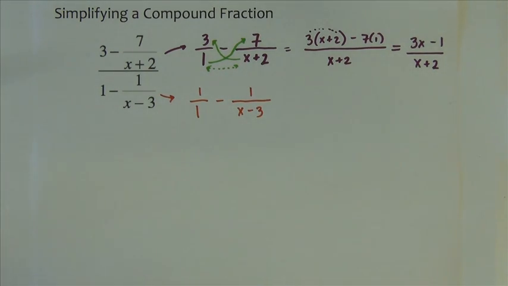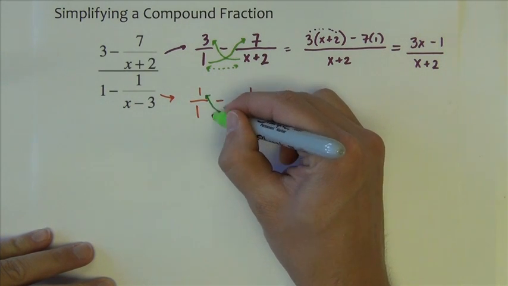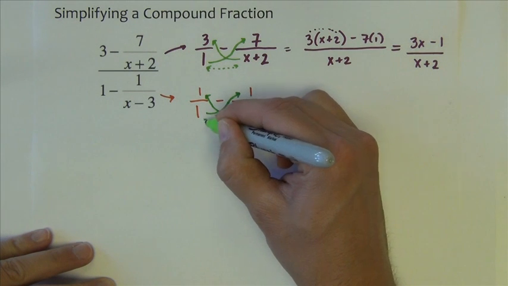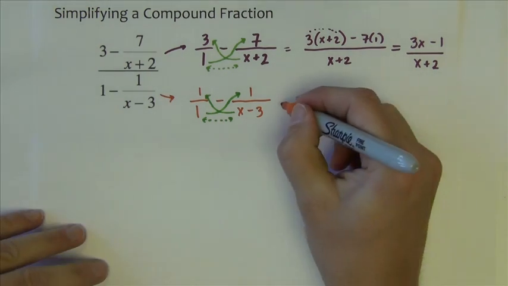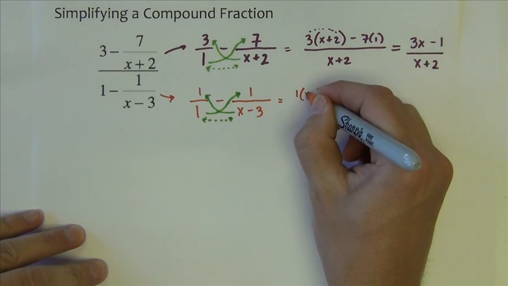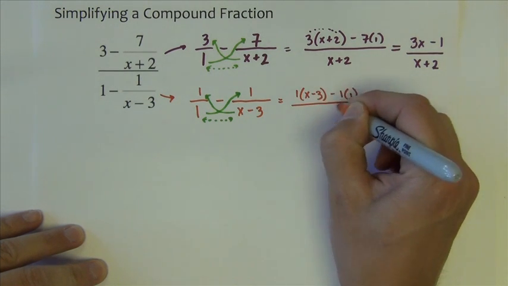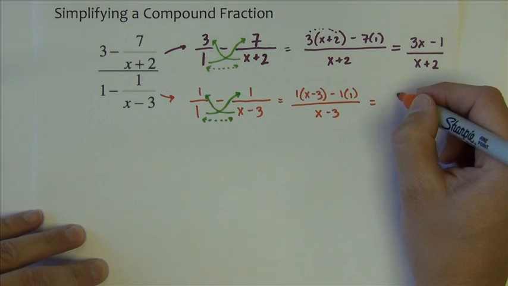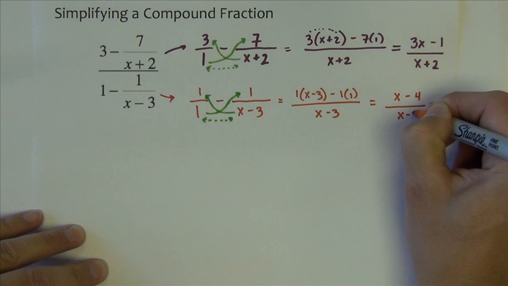Okay, so the way we do this again, we kind of think of this shortcut. The x minus 3 goes here, the 1 goes here. We multiply them together to make the common denominator. So we then have 1 times x minus 3 minus 1 times 1 over x minus 3. So this makes x minus 4 over x minus 3.